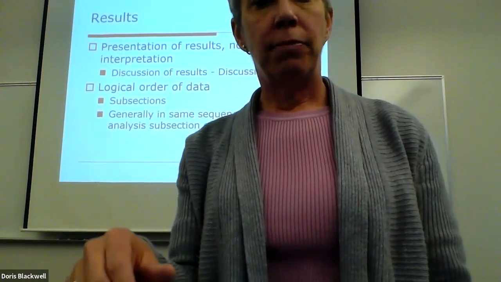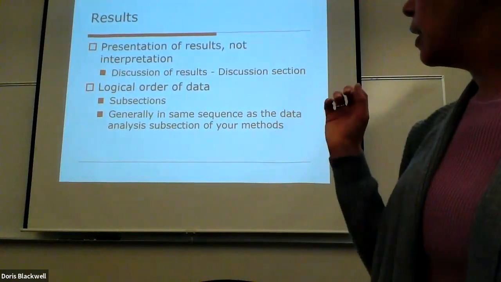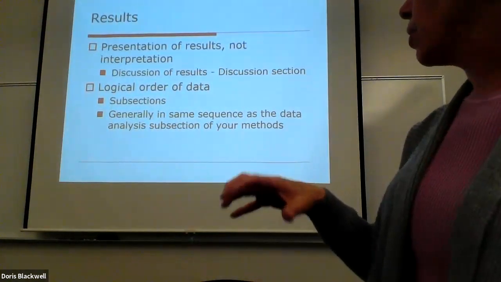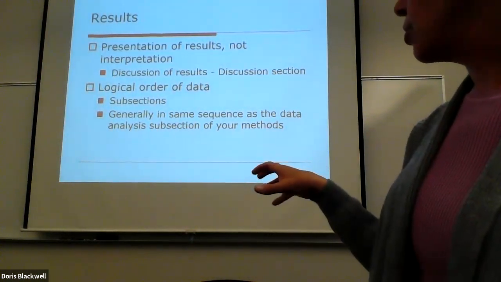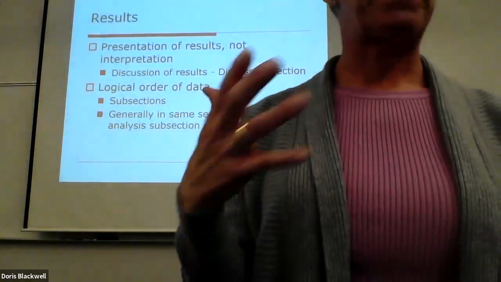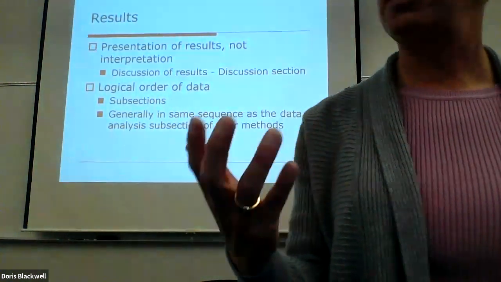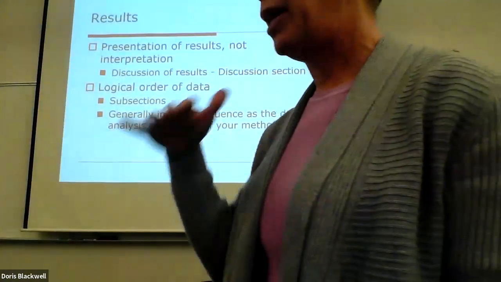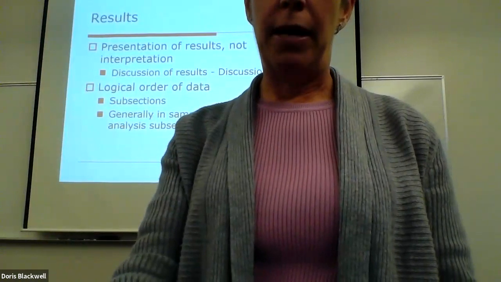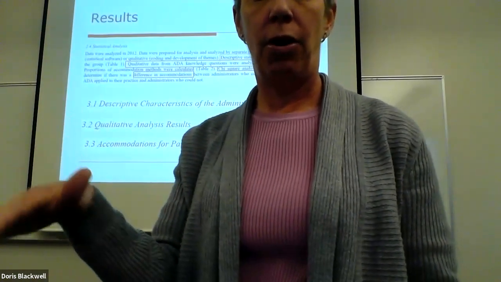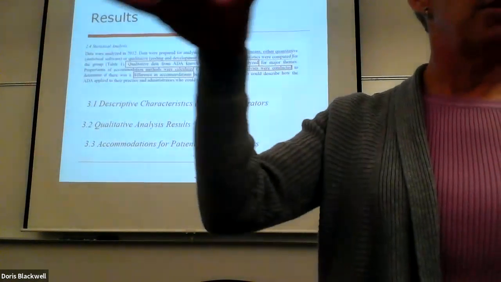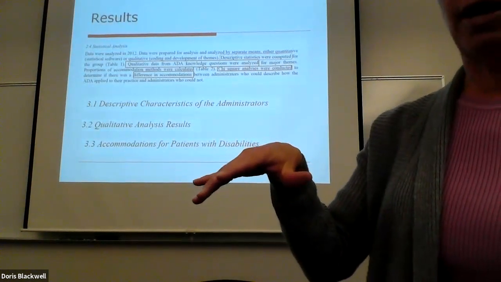So the results section, again, is where we are only presenting our results. We are not interpreting our results. We save that for the discussion section. And we want to have some logical order of how we're presenting our results. It's perfectly fine to use subheadings whenever we're presenting our results. Maybe the first subheading might be the descriptive characteristics of the sample, and then we get into our univariate analysis and then our multivariable analysis, something like that.